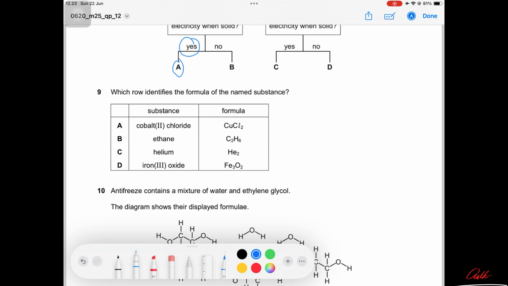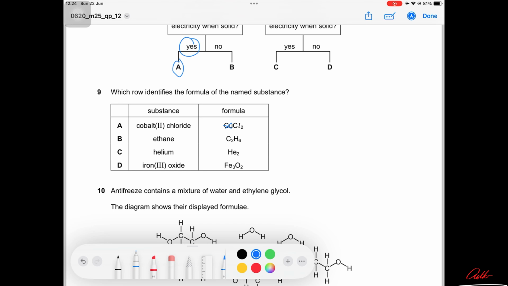Okay, number 9, we will talk about naming a compound. So take a look at the first column, the substance name. On the first option, you have cobalt chloride. Okay, cobalt chloride. So the first thing that you have to eliminate here is the formula shown, it is copper. So just cross the Cu.